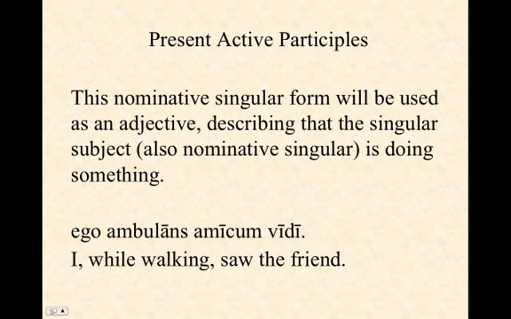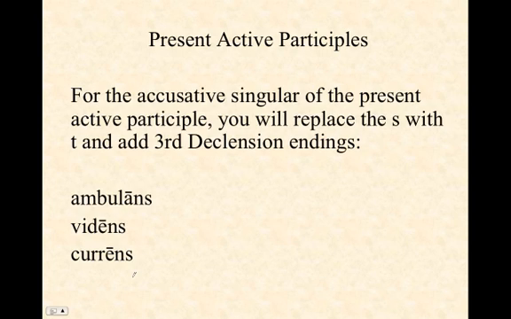There are other ways to translate this same sentence. You could, for instance, add the word while. I, while walking, saw the friend. And there's still no doubt in the English of that sentence that I'm the one who was doing the walking when I saw the friend. While walking, I saw the friend. Again, unambiguous.